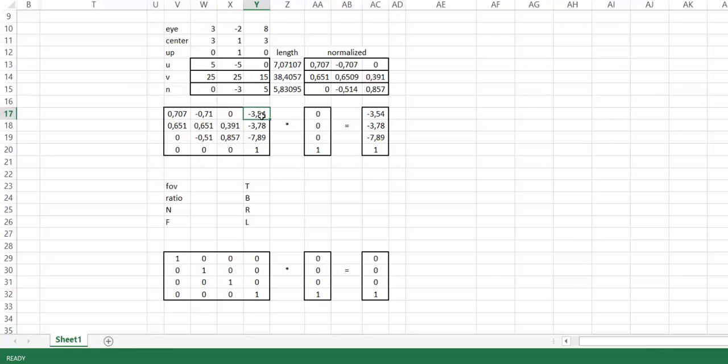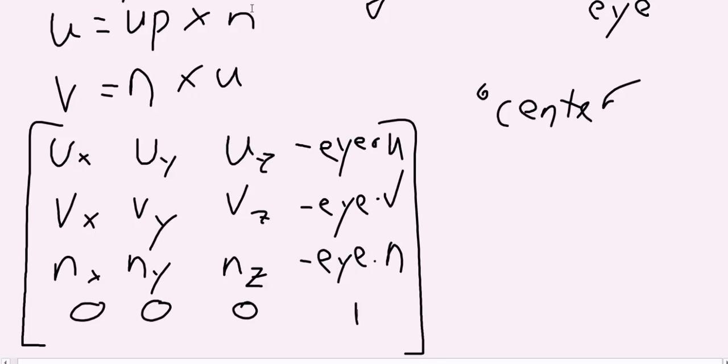So here we have minus I dot u, minus I dot v, minus I dot n. We have to make sure we do this with the normalized vectors and not the original vectors. So the vectors should all be normalized before we fill in the matrix. So now we have the matrix. That would be the answer to the first question. These are the actual numbers, but the method is basically just filling in this matrix.